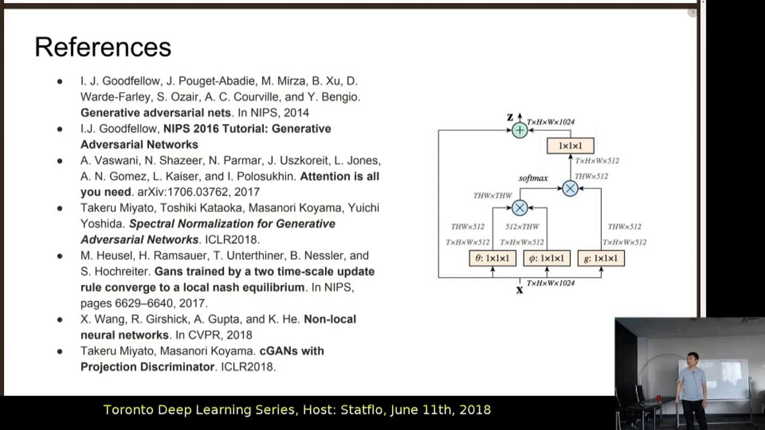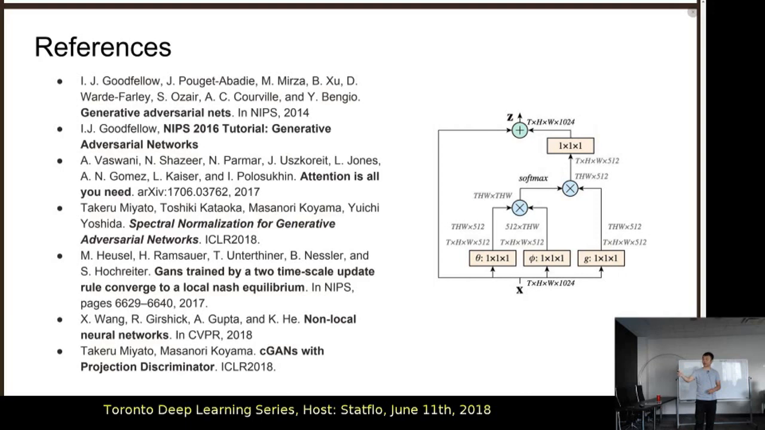And here are some papers that were referred to by the author. First of all is the original GAN paper. And the second one, Goodfellow also has a 52-page tutorial on a lot of aspects of GANs. So if the original paper is difficult, then you could look at his tutorial. And Attention Is All You Need, also a paper published by Google Brain. Spectral normalization, I think that's the one that achieved state-of-the-art results.